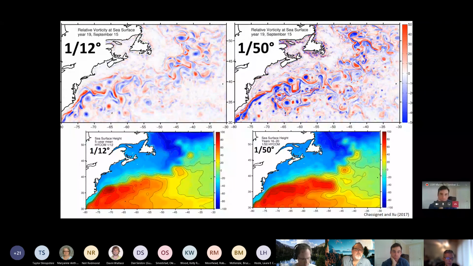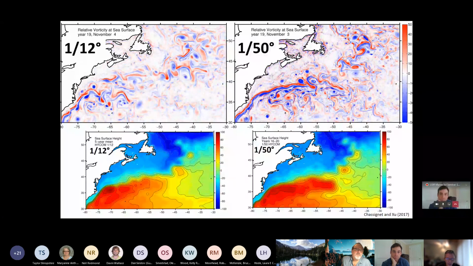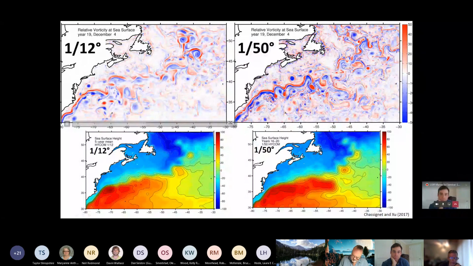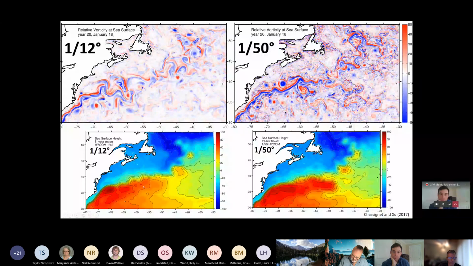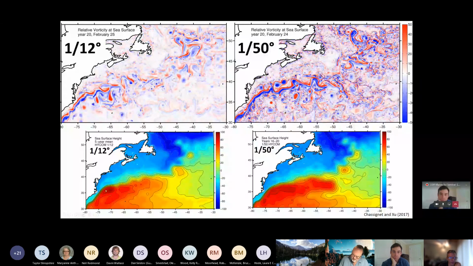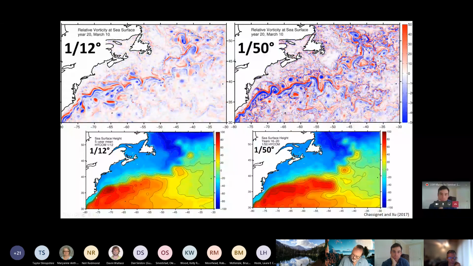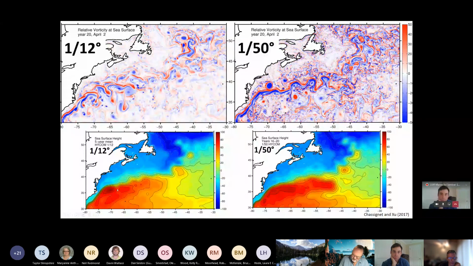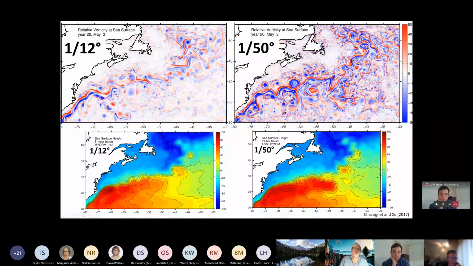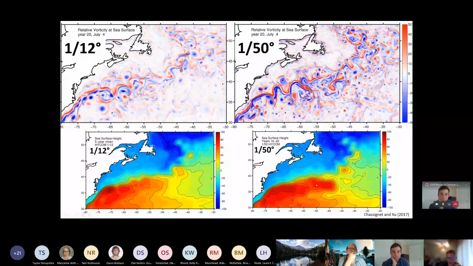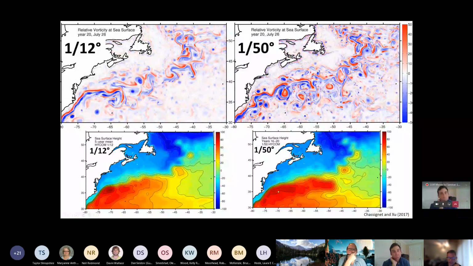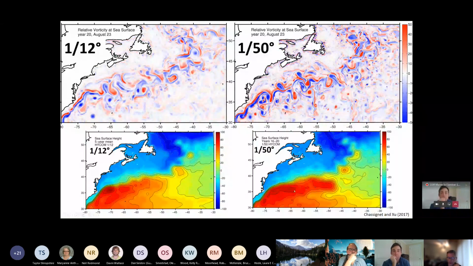That's mixed layer instability not taking place. So the impact on the Gulf Stream is profound. I mean, as you go from 1/12 on the bottom left, that's a time mean sea surface height, you see a separation where the stream is not as tight around here, and then it's much tighter as the inertial gyres get bigger.